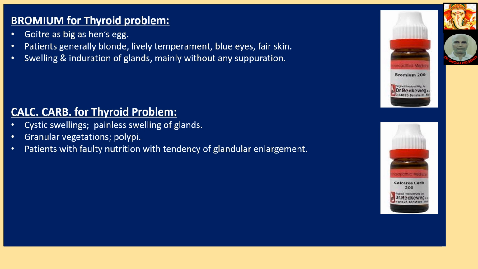Calcarea carbonica for thyroid problem. Cystic swellings, painless swelling of glands, granular vegetation. Vegetation actually means some sort of eruption. That is called vegetation. Polypi is the plural of polypus. Patient with faulty nutrition with tendency of glandular enlargement.